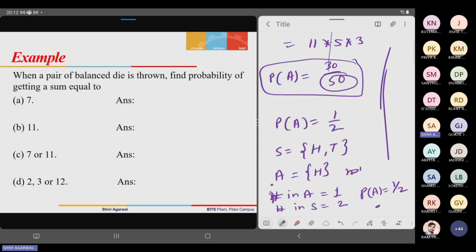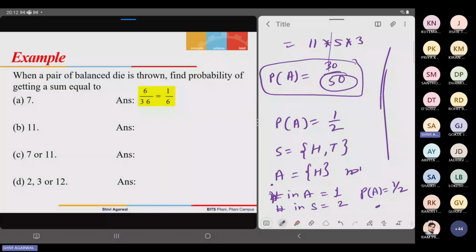Most of the students have completed this, that's very good. So a pair of balanced dice is thrown. There are two dice we are taking. Find the probability of getting a sum equal to 7. The answer is 6 by 36, because all possible combinations total 36, and the favorable cases are 6 for getting a sum equal to 7.